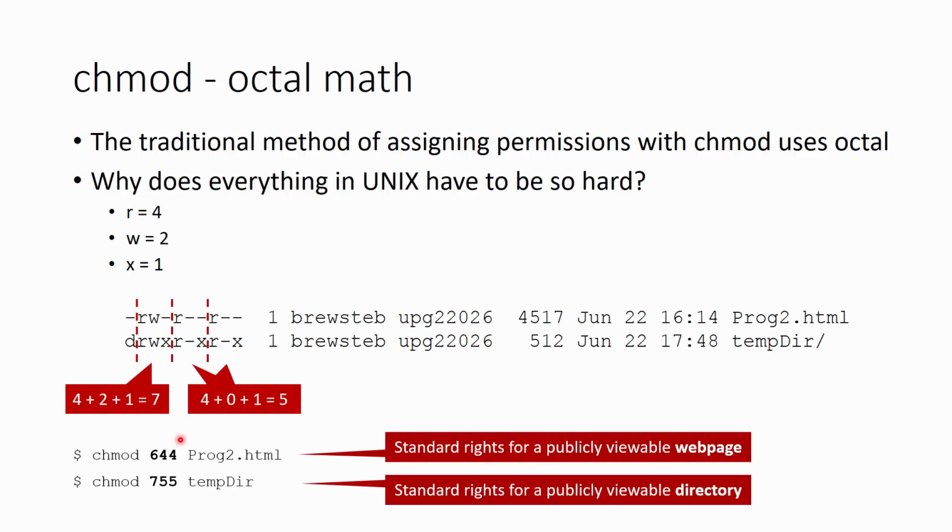I don't need them writing on the directory, or executing or writing to this file, but I want them to be able to read it. So 644 is appropriate. For a directory, we want to add the execute bits in. That lets us cd into that directory. So by adding 1 to everything, we get 755.